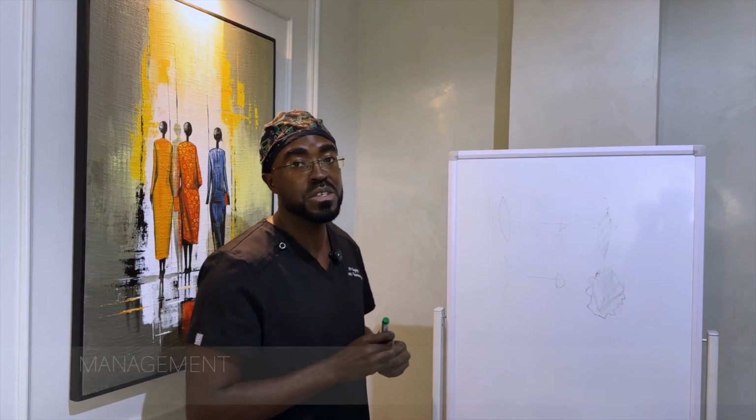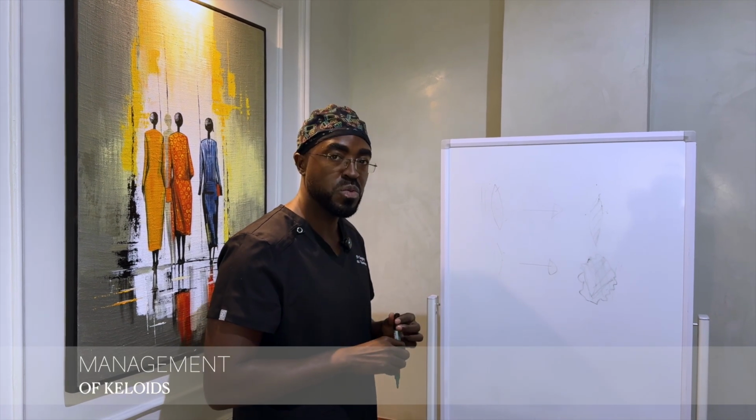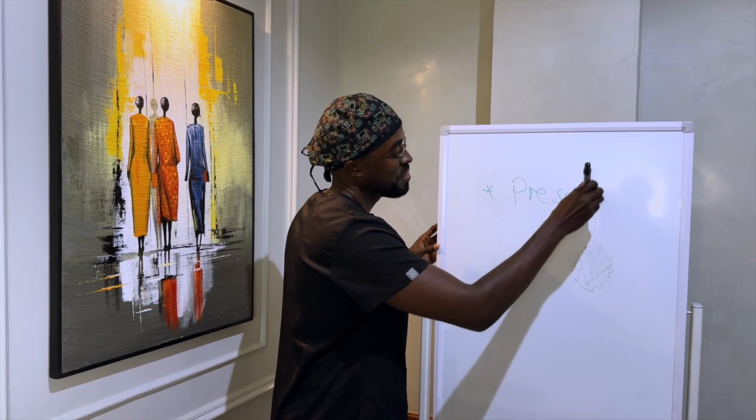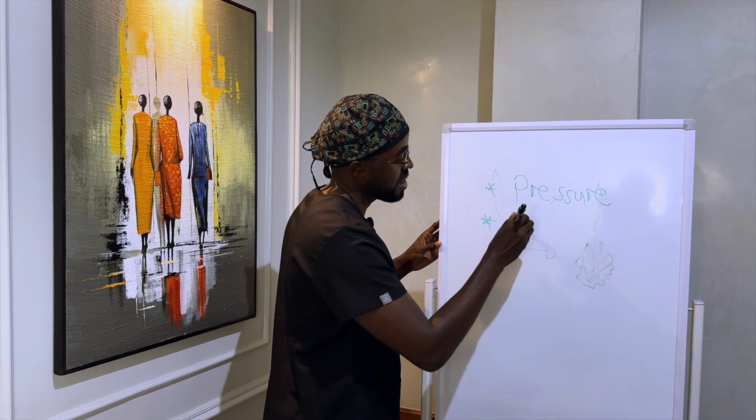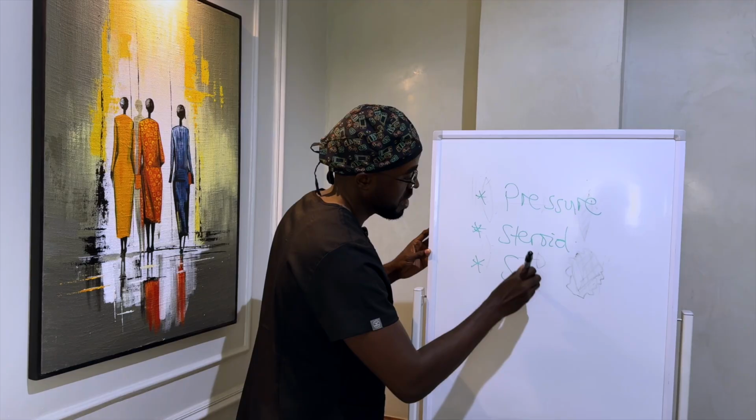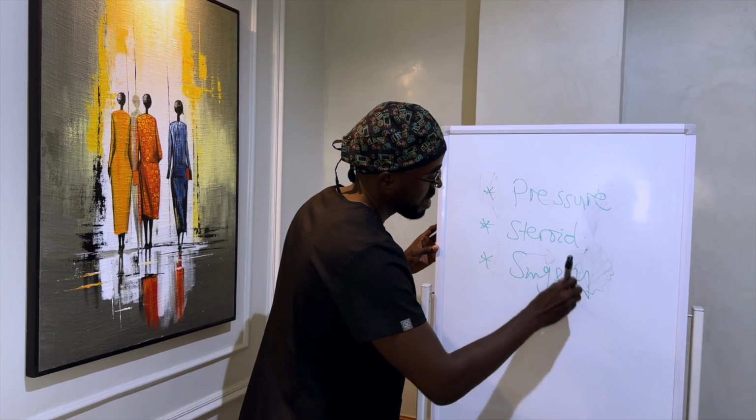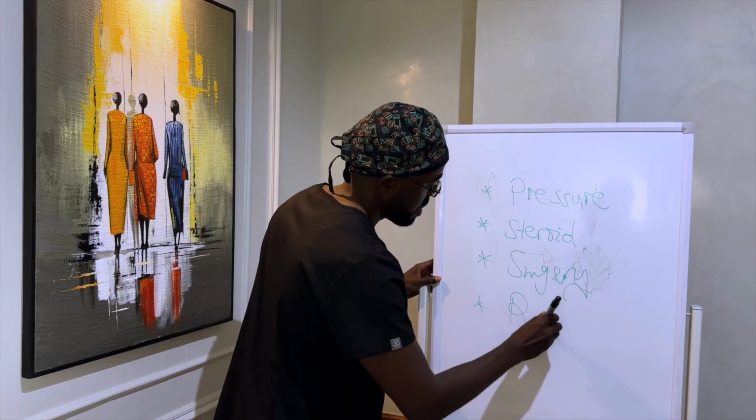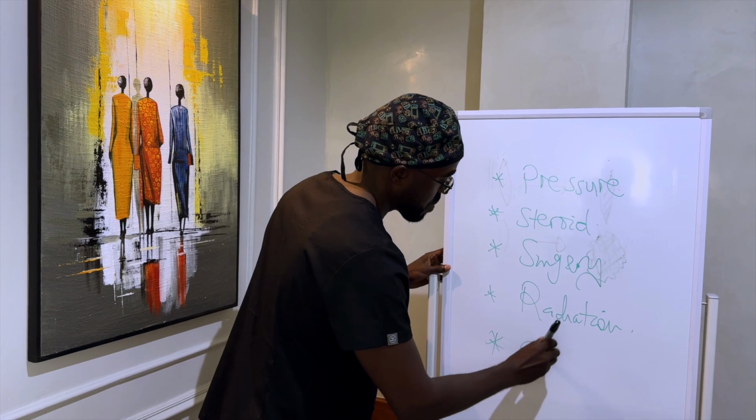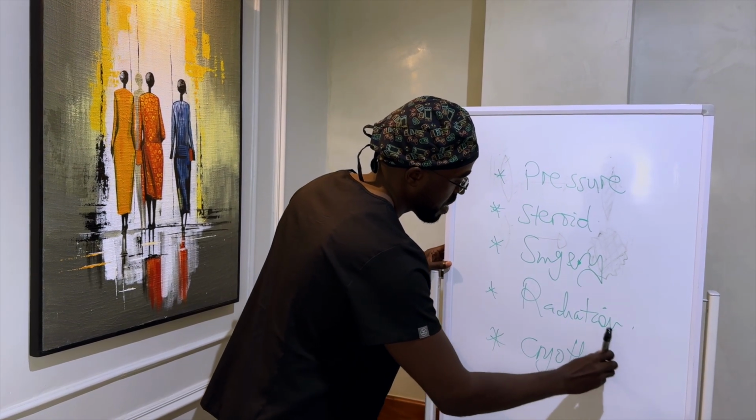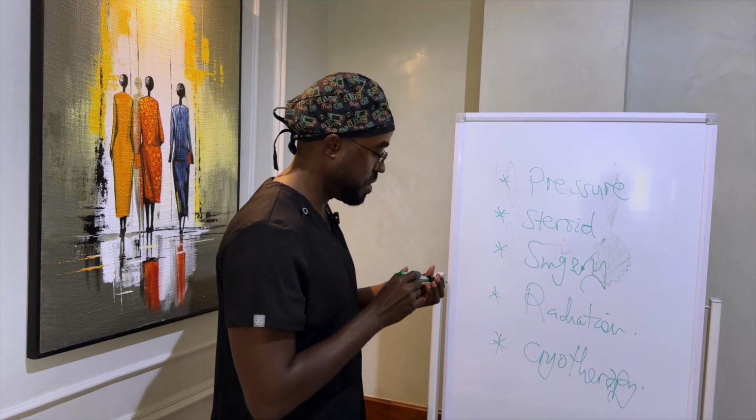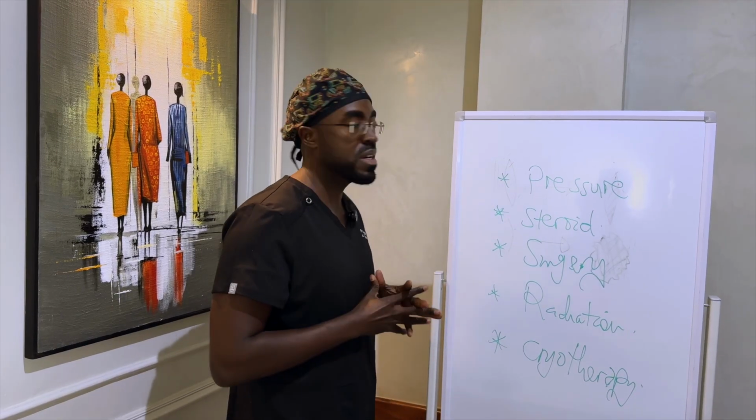So when it comes to management of keloids, there are principal ways in which keloids are managed. The things to think about are pressure. The second thing to think about is a steroid injection. The third thing to think about is surgery. The fourth thing to think about is radiation therapy. And then in some centers, if you're lucky, you might come across what we call cryotherapy, but this is not so common or readily available. So these are the principal forms of treatment that we use to treat a keloid scar in our setting.